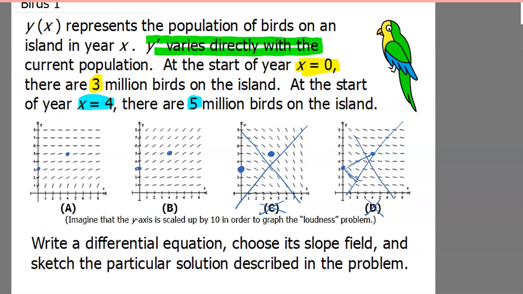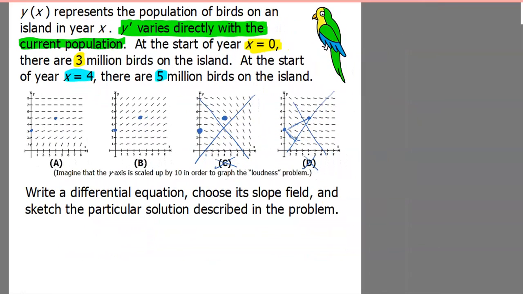Y prime varies directly with the current population. So as we did a minute ago, let's do that one little piece at a time. Y prime, easy enough, varies directly. So that's k times something. And then this is where we have to be really careful with these word problems, is deciding which variable we're dealing with. The current population here is not x. The current population is our output, the y. X is the time, but that's not involved in the description they're telling us. So y prime equals k times y.